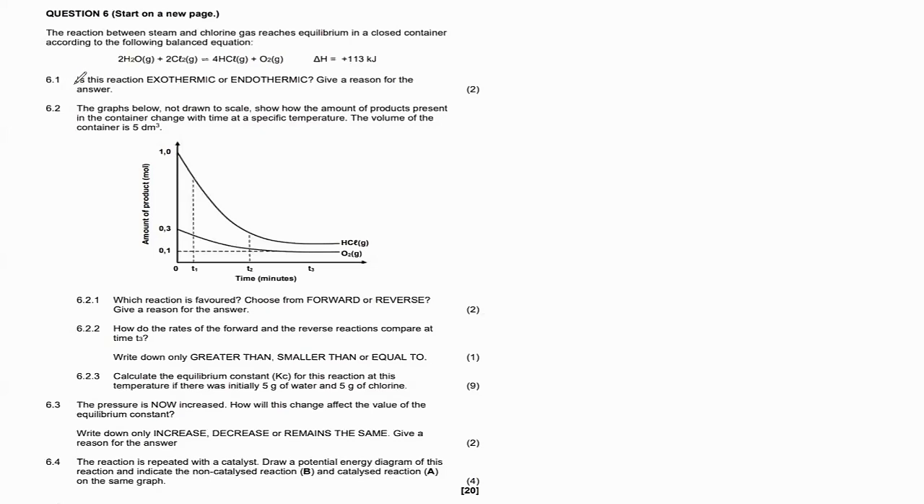Okay, so we have 6.1. It says, is this reaction exothermic or endothermic? Give a reason for the answer. Now, looking at this part here, we can see that our enthalpy change is a positive value, which obviously would suggest that our forward reaction is endothermic. So we are supposed to say endothermic, and the reason for that is because our enthalpy change is greater than 0. It's positive, right? So note that.